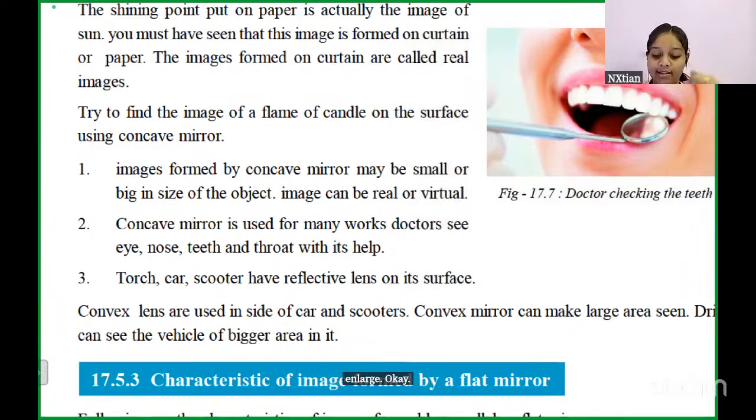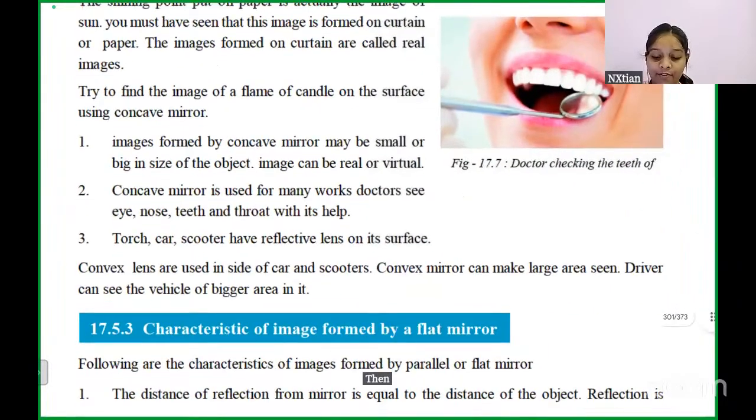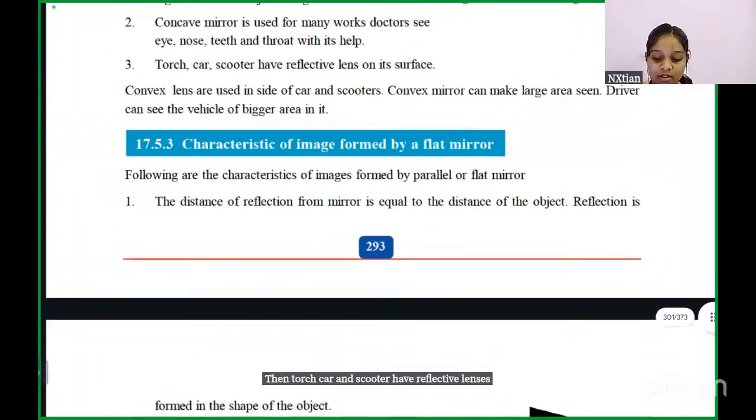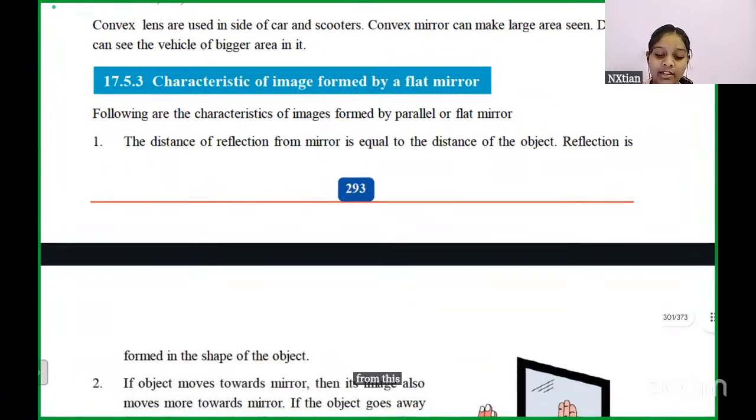Then torches, cars and scooters have reflective surfaces. Convex mirrors are used on cars and scooters, the side mirrors. A convex mirror can make a large area seen. While driving, they have a convex mirror so that they can see the vehicles behind them. They cover the area behind our vehicle, so that they can easily see from which direction the other vehicles are coming.